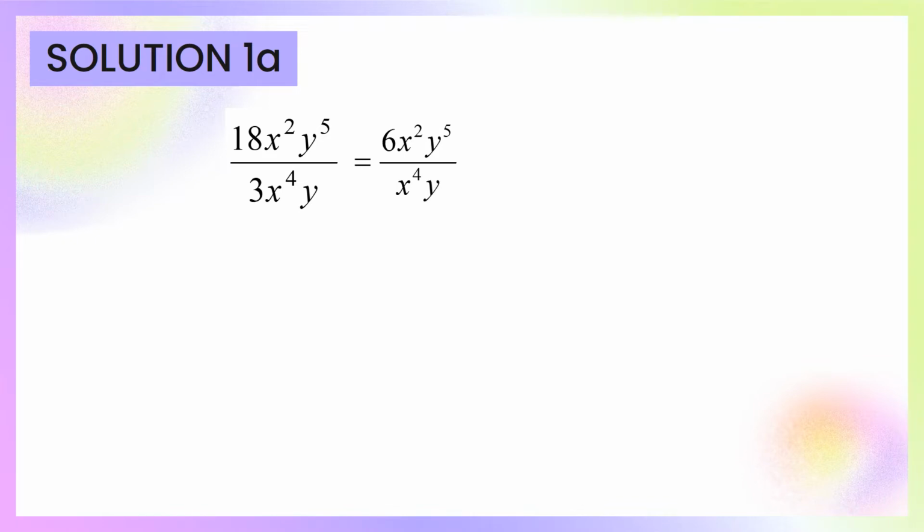And then we can apply rule of indices, which is a power of m divided by a power of n is equal to a power m minus n. Alright, so then we get 6x power 2 minus 4 multiply y power 5 minus 1. So then we can calculate 2 minus 4 and 5 minus 1. Then it becomes 6x power negative 2 y power 4. And then we can write in the simplified form. So then 6y power 4 over x squared.